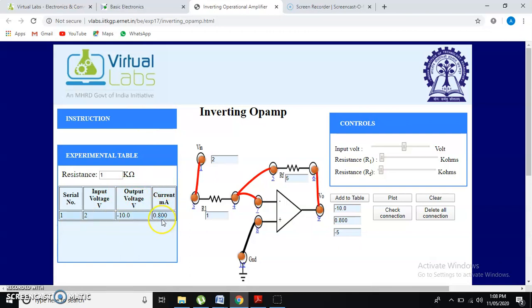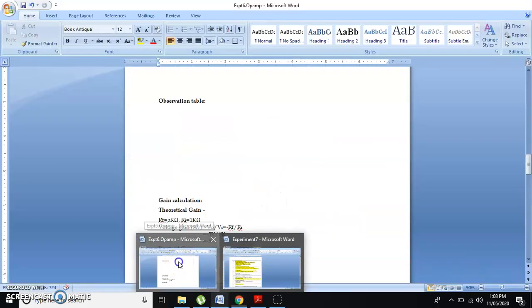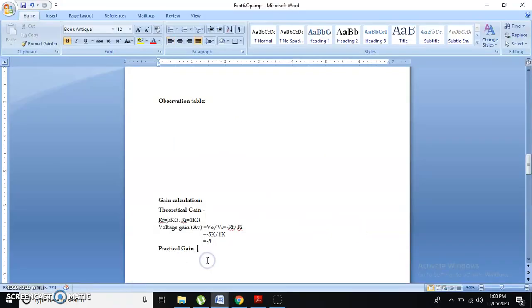And current is 0.8. The same I'll explain to you, how to write it here in the theory. Okay, now practical gain. This is my first attempt, the first observation table reading I am writing. And I know that for that matter the voltage gain is minus 5. So I will say V in is equal to 2 volt. The input voltage adjusted is 2 volt, right?